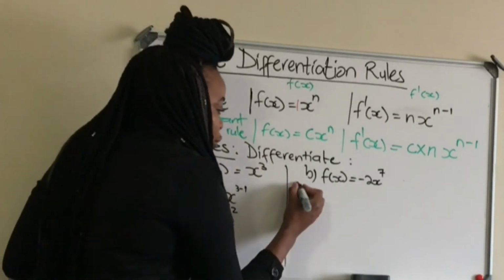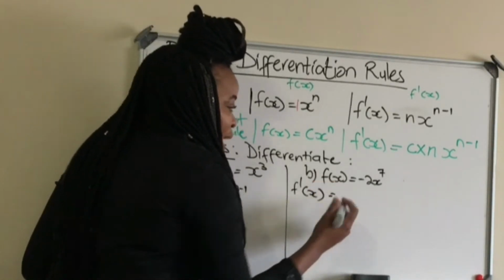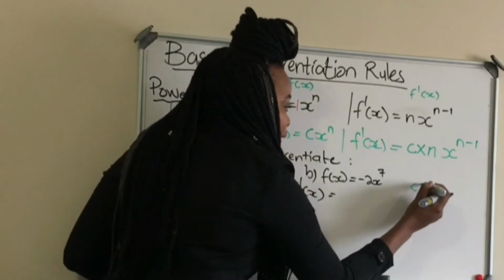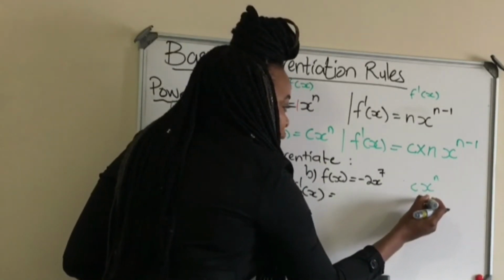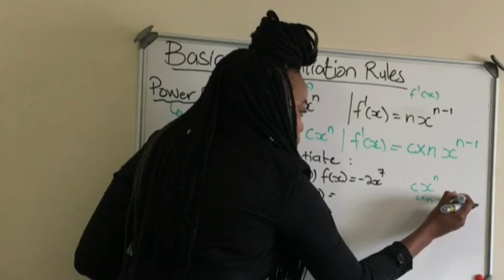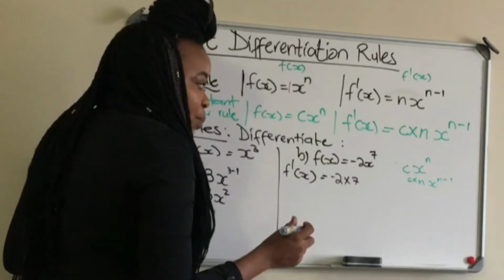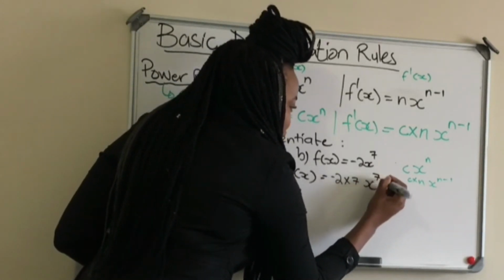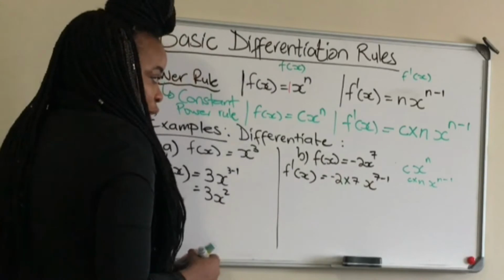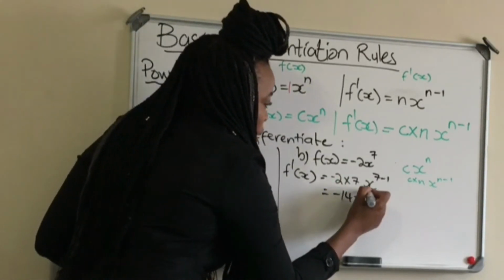Then in b, we are given f of x equal to negative 2x to the power of 7. If we are to find f prime of x, remember we said this is like having cx to the power of n, right? So I must say c times n and then x to the power n minus 1. So what is my c there? It's negative 2. I multiply that with 7. Then I have x to the power 7 minus 1, because your n is the 7. So I simplify this, and it gives me negative 14x to the power of 6.